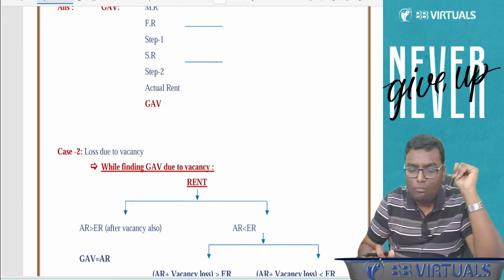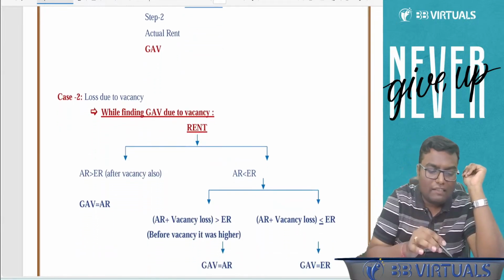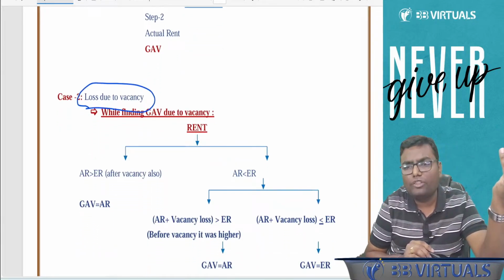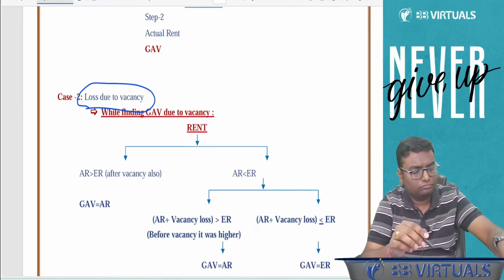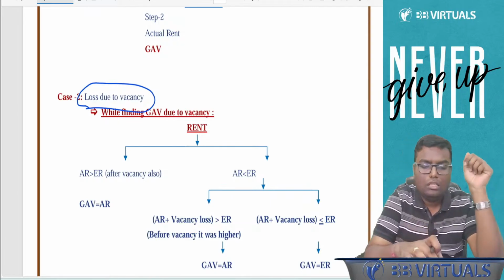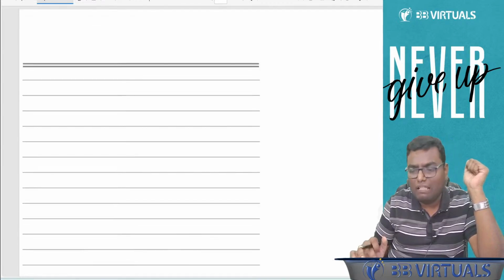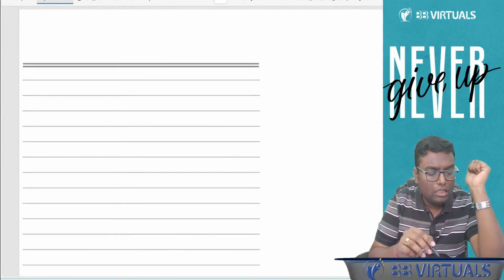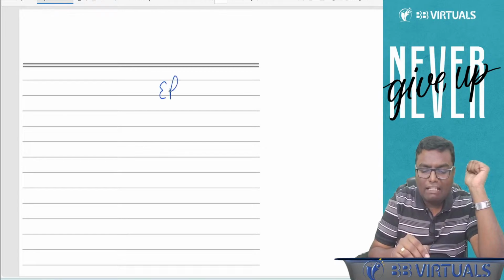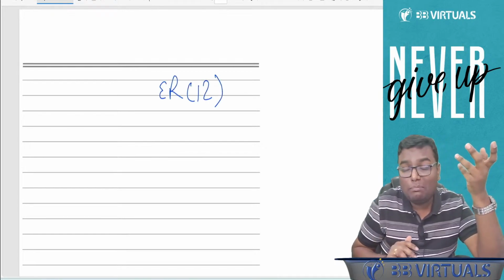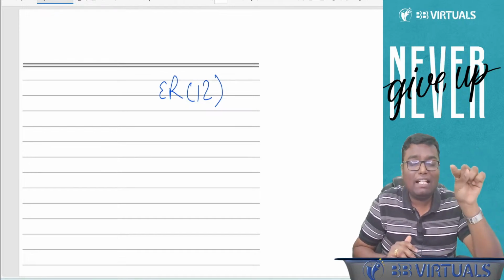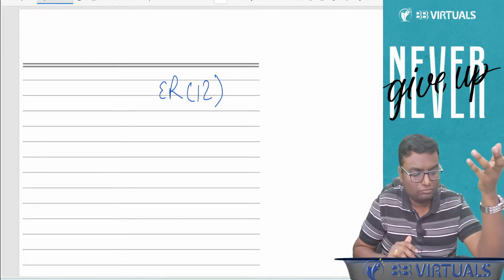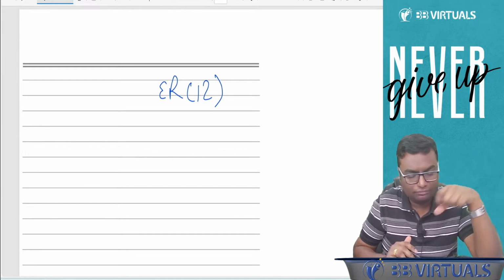Now the second topic which is given over here is loss due to vacancy. Now, what is loss due to vacancy? First of all, let's take an example and understand the scenario. Let's say expected rent. Whenever I say expected rent, I used one line yesterday that if I'm telling the government for even one day that my house is rented, their expectation is built up for the entire year. So expected rent has to be of 12 months.